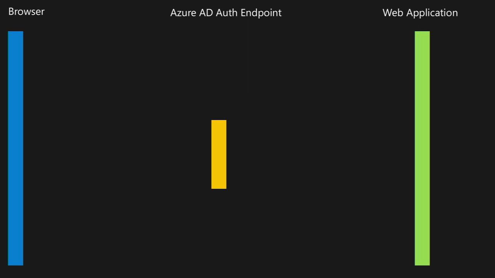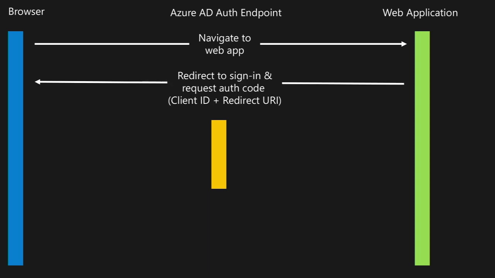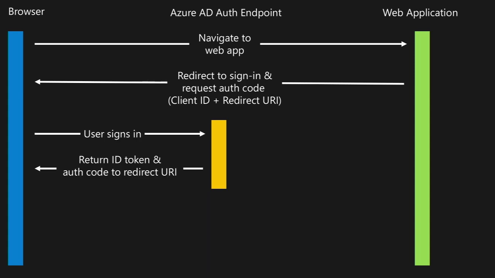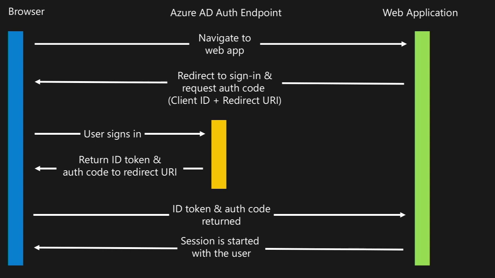So there's a bit of a ceremony going on right now. The user would navigate to the web application. It would redirect to the sign-in, and this sign-in would show you the login screen from Azure Active Directory. The user signs in, then we get a token back, and we can use that token in the web application, and this is when the session starts, an authenticated session in the web application. Now, are we done?